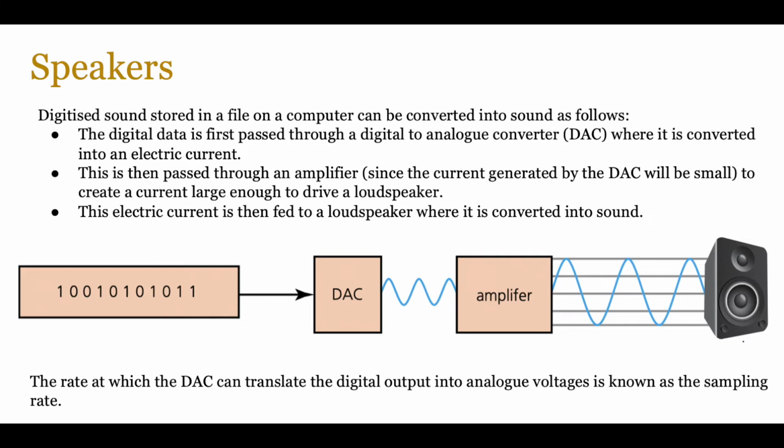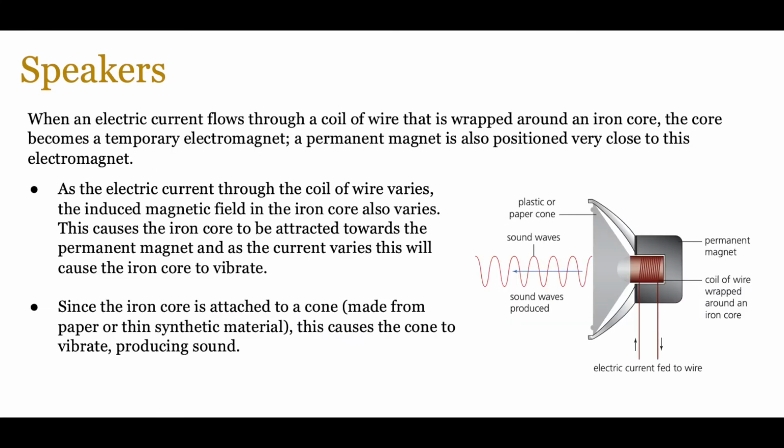So the diagram that you see on screen illustrates the process, how digital data can be converted into analog waves and then amplified so a loudspeaker can reproduce it. Now the rate at which the digital to analog converter can translate the digital output into analog voltages is known as the sampling rate. You need to go a bit deeper than that. So you will need to understand how the speaker actually uses electric current to create sound.